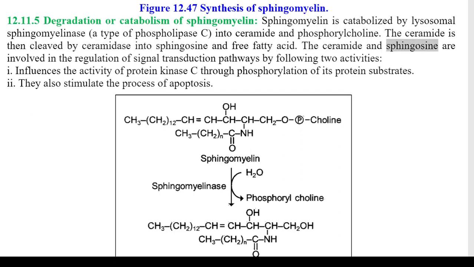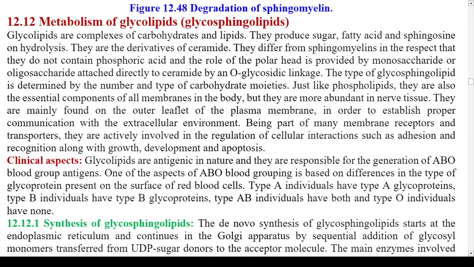The ceramide and sphingosine are involved in the regulation of signal transduction pathways by the following two activities. 1. They influence the activity of protein kinase C through phosphorylation of its protein substrates. 2. They also stimulate the process of apoptosis. Figure 12.48 Degradation of sphingomyelin.